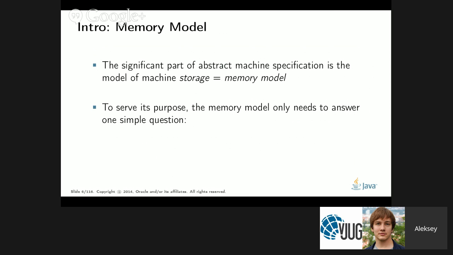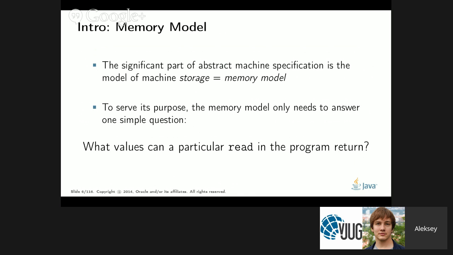It turns out that, in order to serve its purpose, the memory model should only answer one simple question: what values can a particular read in the program return? Or, what value will a particular read in the program read from memory? It is a very simple question, but the answer to it is really, really complicated, and that's the very core of the memory model.